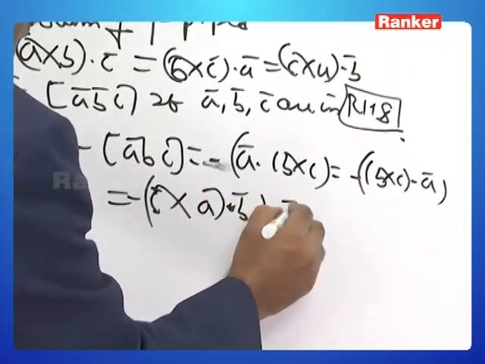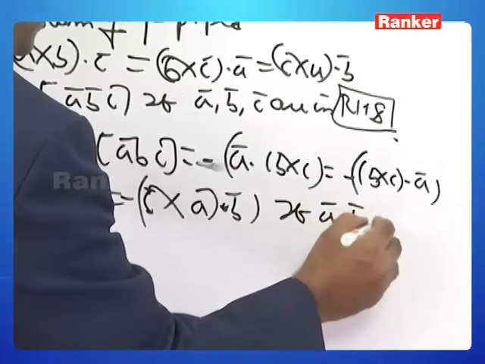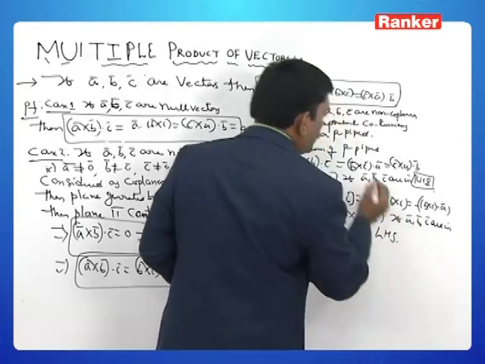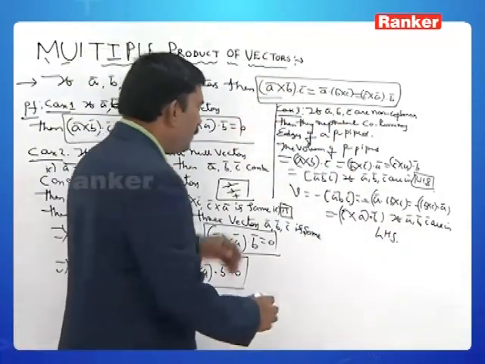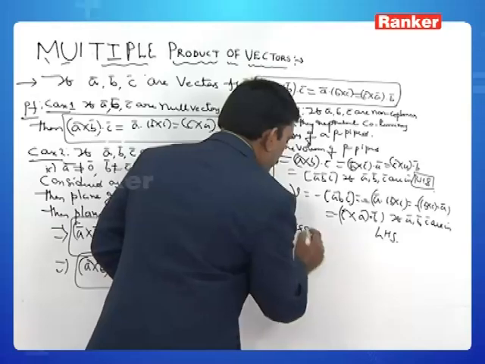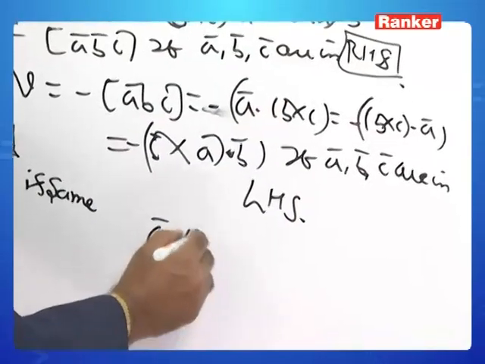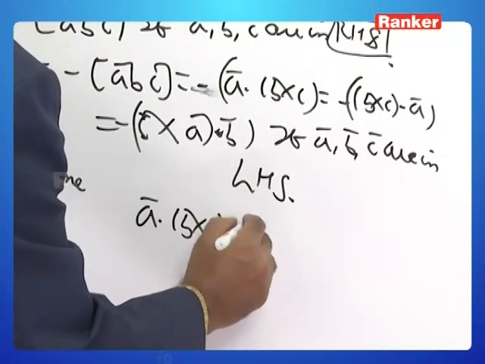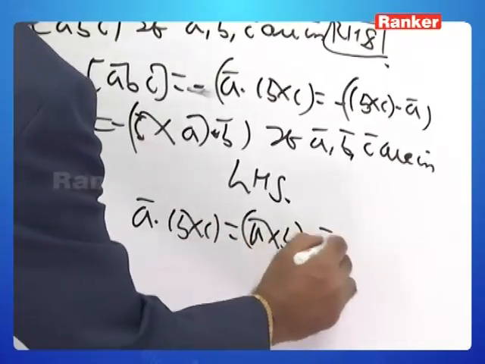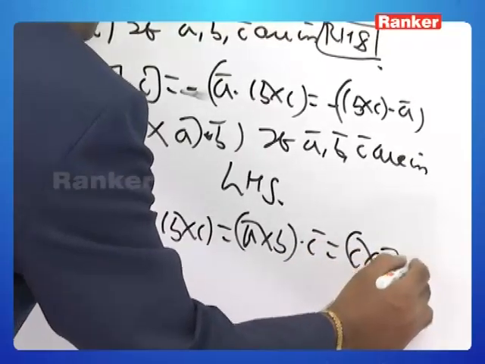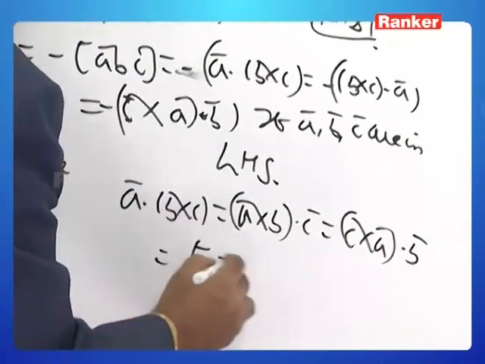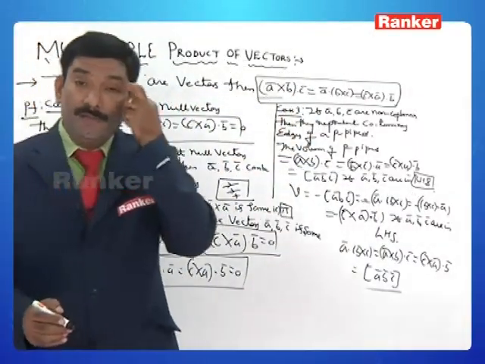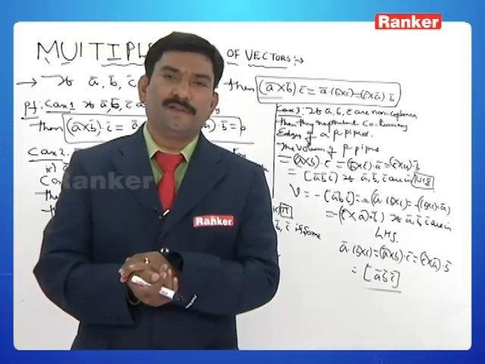Okay, if A bar, B bar, C bar are in a left-handed system. Here also, in both the common cases we have shown A dot B cross C, that is A cross B dot C bar, is equal to C cross A dot B bar. All are equal to what? Box of ABC. Maybe in a right-handed system, maybe in the left-handed system.